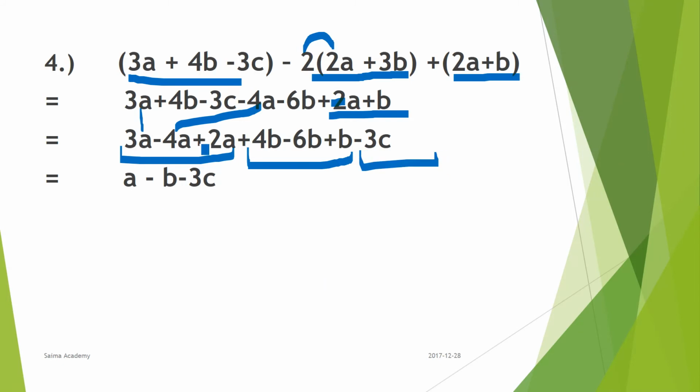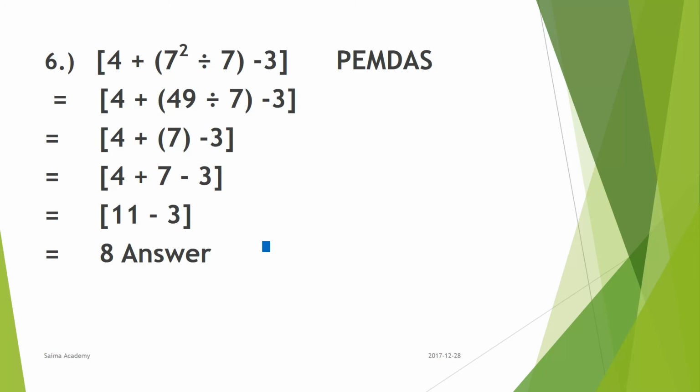So this is 3 plus 2, 5a, and this is plus 5a, and this is minus 5a. So our answer is only a, because these are 5 minus 4. This is 4 plus 1, 5b, plus and minus 6b. So our answer is minus 6b, right? And then minus 3c. So this is our answer. Whether you have 3 or 4 brackets, whatever, always use the rule of PEMDAS.